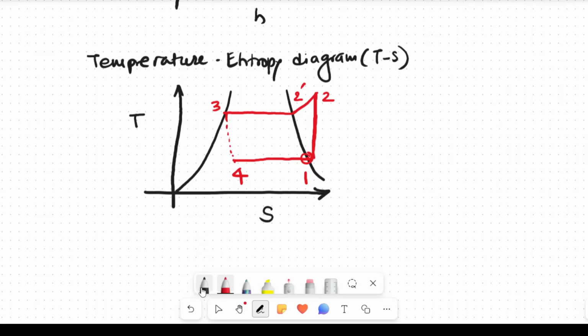Now we'll go to the next term related to refrigeration systems, which is called the ton of refrigeration.